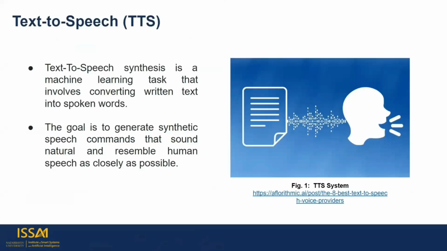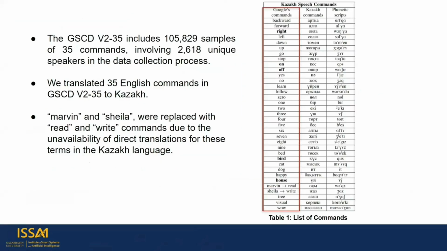Text-to-speech synthesis is a machine learning task that involves converting written text into spoken words. The goal is to generate synthetic speech commands that sound natural and resemble human speech as closely as possible. On the right side, you can see the list of commands.